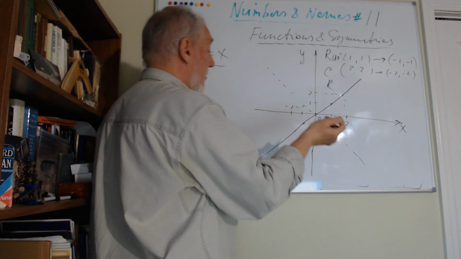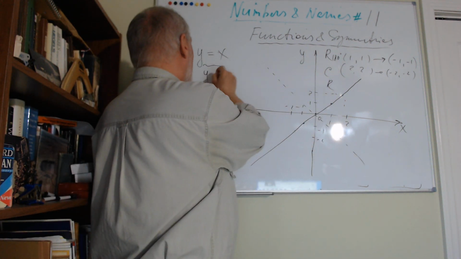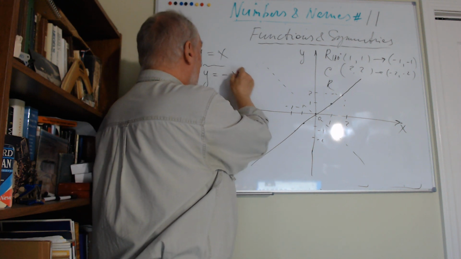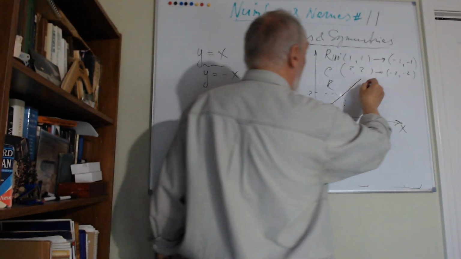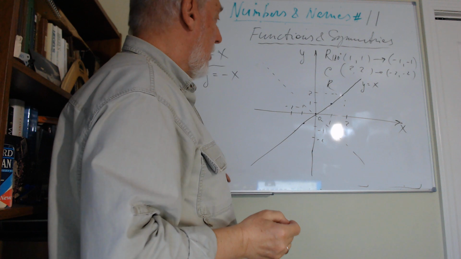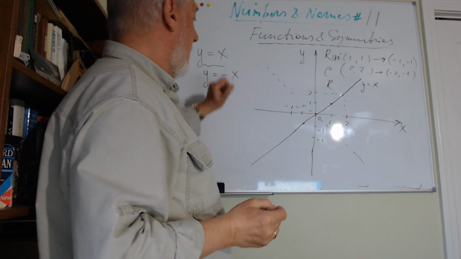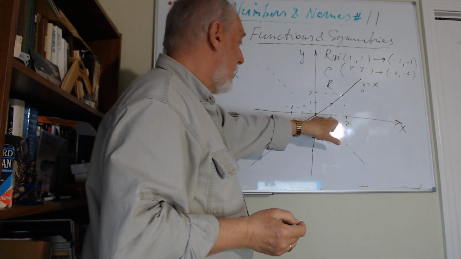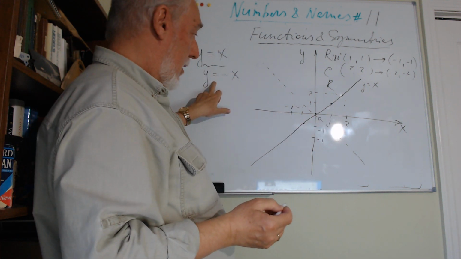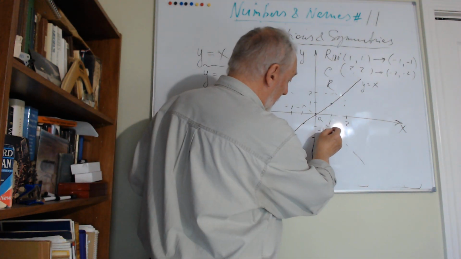Now, let's talk about something slightly different: y equals -x. So this is the curve y equals x, right? Now -x. What would it be? Let's think. If x is 1, y is? -1. It's probably here, right?